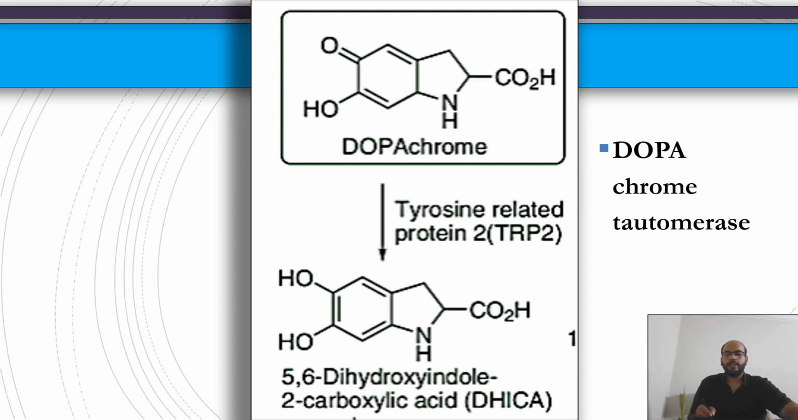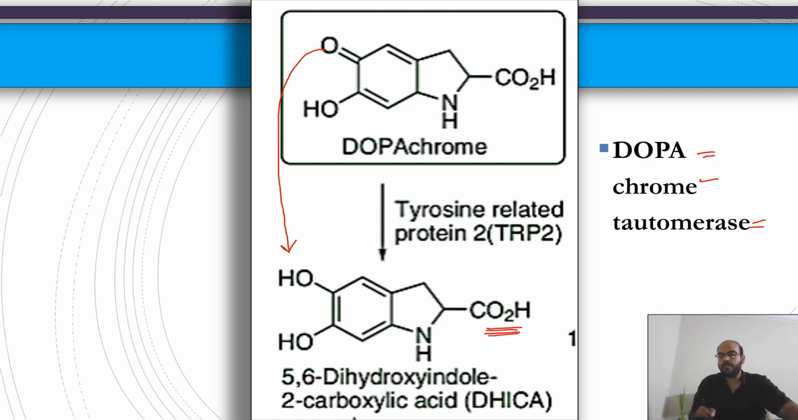And dopachrome under the action of tyrosine related protein 2. Okay, tyrosine related protein 1 was the one at the first step stabilizing tyrosinase. Tyrosine related protein 2, also known as dopachrome tautomerase. Tautomerization is a change in structure. So what tyrosine related protein 2 does is it adds a hydroxyl group to this ketone group, and now it is 5,6 dihydroxyindole 2 carboxylic acid.